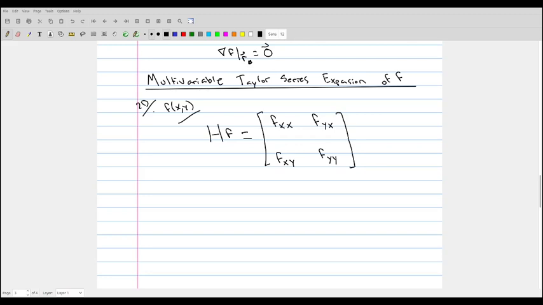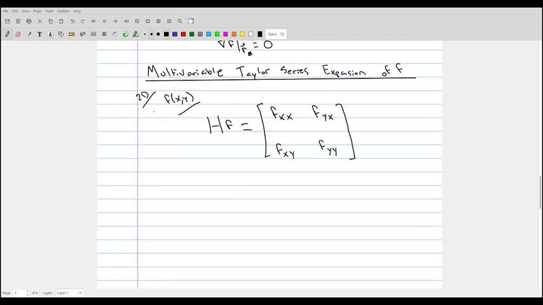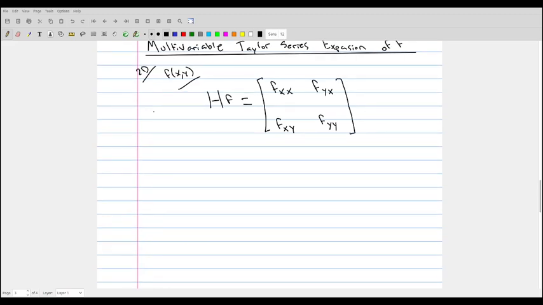Now for a 3 variable function, it'll be a 3 by 3 matrix. For a 4 variable function, it'll be a 4 by 4 matrix. So it gets very large, depending on how many variables your function has. And this is one of the reasons why the second derivative test becomes more and more complicated for a higher number of variables, because the Hessian matrix becomes larger and larger.